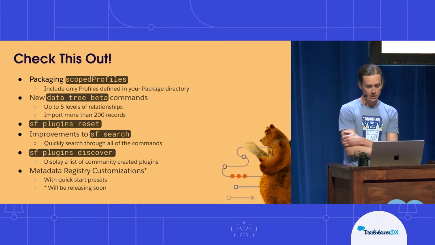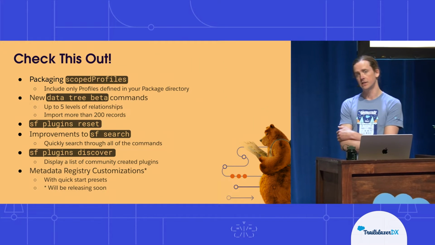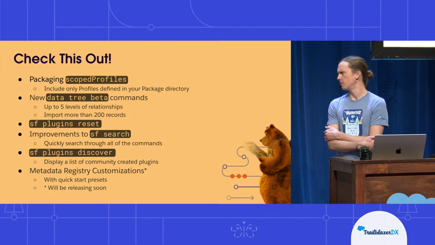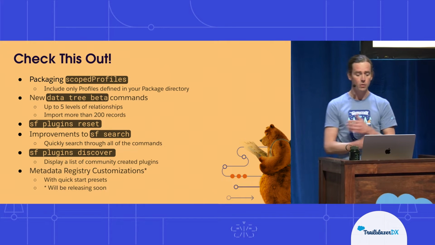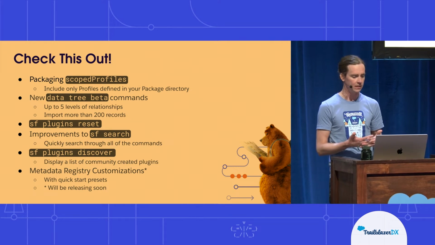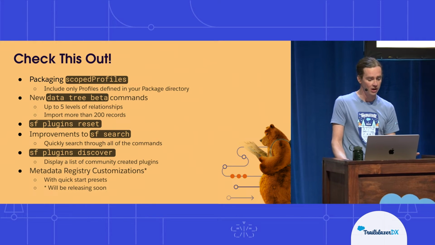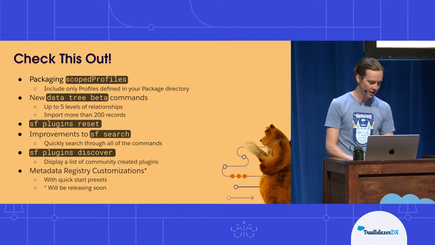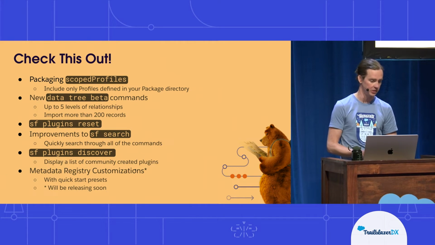We have a new plugin called Plugin Marketplace. And when you run SF Plugins Discover, it will give you a list of community-supported plugins. Some notable ones would be SFDMU and SFDX Get Delta, very popular in the community. But we wanted a way to showcase, and for people just getting started with the CLI, to be able to find community-supported plugins out there, because there are a lot of them, and it might save you some time. Instead of writing something yourself, you can find something that does what you want. And last but not least, here soon, we will be releasing a feature called Registry Customizations. And that comes with some quick start presets, and that is what I'm going to demo right now.